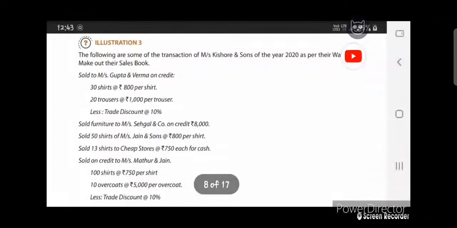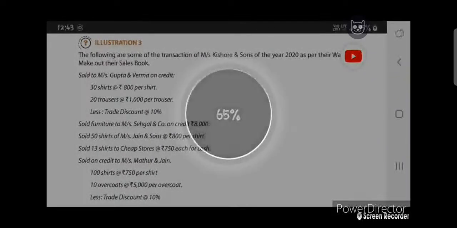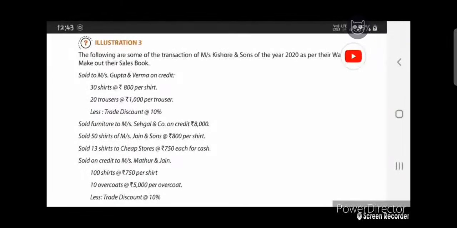Next, another illustration. In the following question they have given the transactions of Mr. Kishore and Sons in the year 2020. As per the waste books, make out their sales book. So from the waste book we have to make out their sales book.